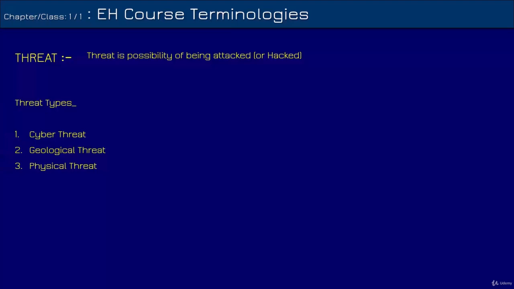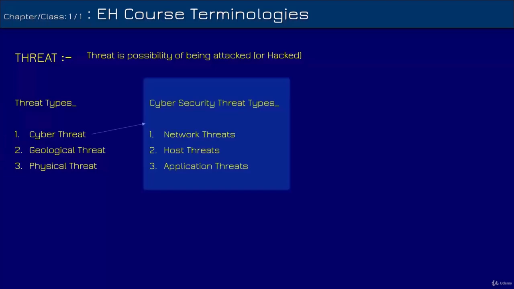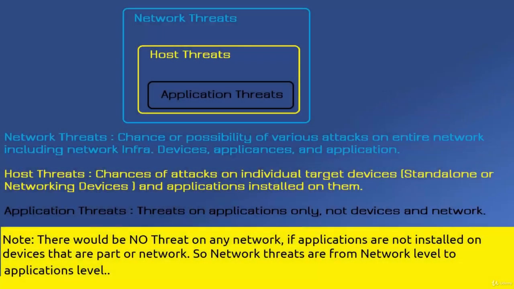Cyber threats can be further divided into three types: network threats, host threats, and application threats. Network threats are threats from the attacks to the entire network infrastructure, while the host threats are threats from the attacks to a particular device like individual systems, servers, or applications itself. And application threats are related only to the applications, like applications installed on devices like computers, mobiles, or networking devices.